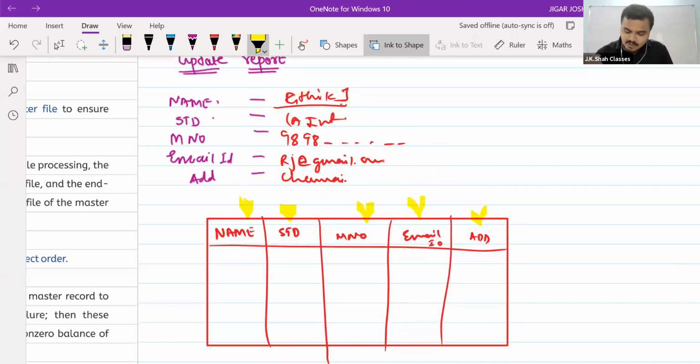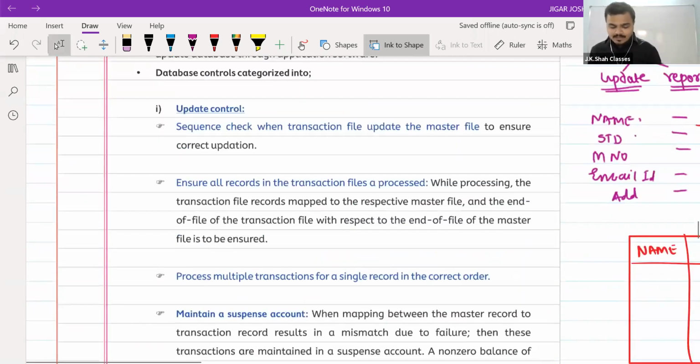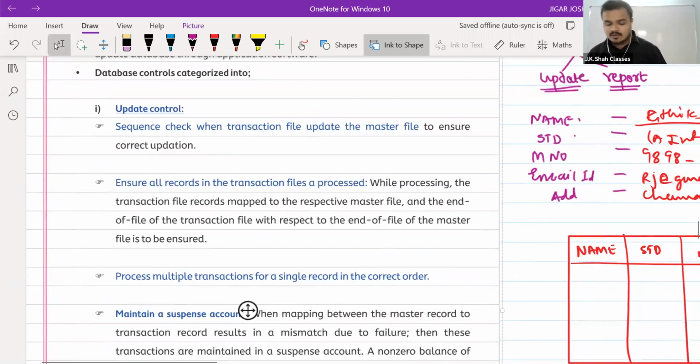So, my dear chartered, one thing is very clear right now in front of us. What is that? That our database control should operate very perfectly. It should check the sequence of the data. We should make sure that all data gets updated simultaneously. And most importantly, our database should be stored in a safe and secured form.